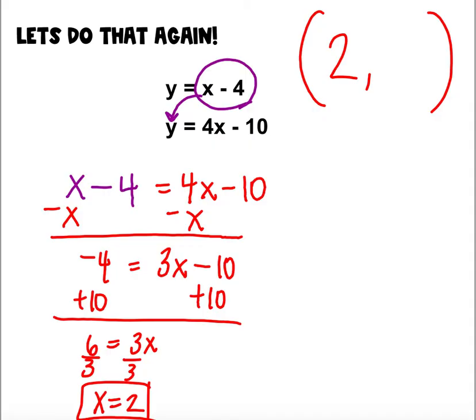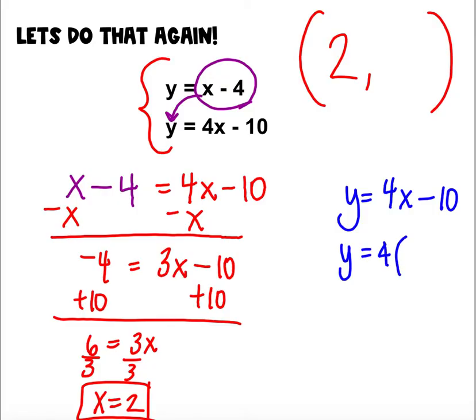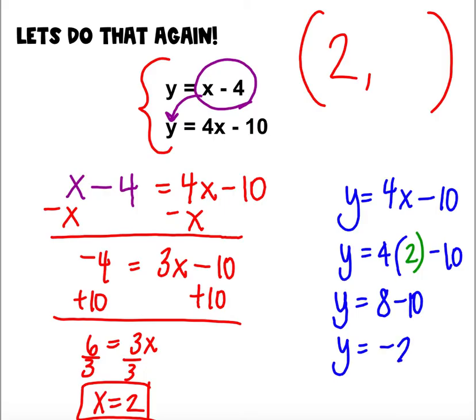Now, pick any of the original equations. Which one do you like? Let's try the second one. Y is equal to 4x minus 10, and I'm substituting in the x value I just got. So y is equal to 4 times 2, because that's what x is, minus 10. So y is equal to 4 times 2 is 8, minus 10, and 8 minus 10 is negative 2. So the solution to this system is located at the coordinate 2, negative 2.